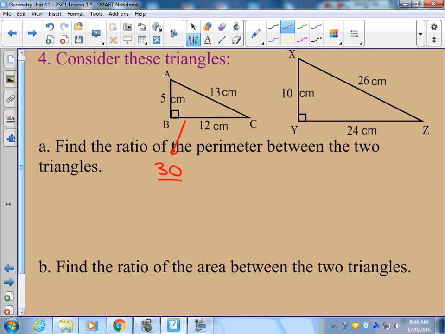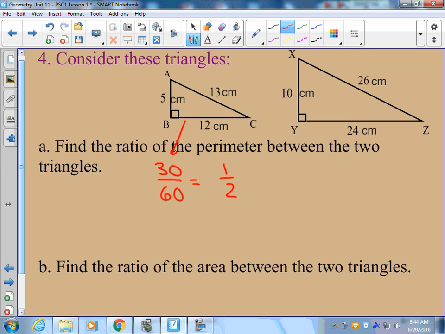divided by the perimeter of the second triangle. So we've got 26 plus 24 is 50. 50 plus 10 is 60. So we have 30 over 60. But remember, we want the ratio in simplest form. So 30 over 60, we can divide both of those by 30, and we can work it down to 1/2.